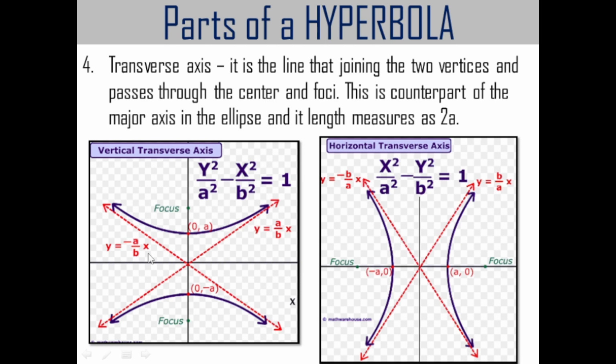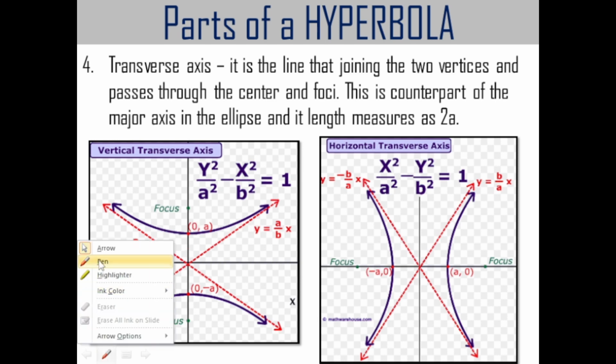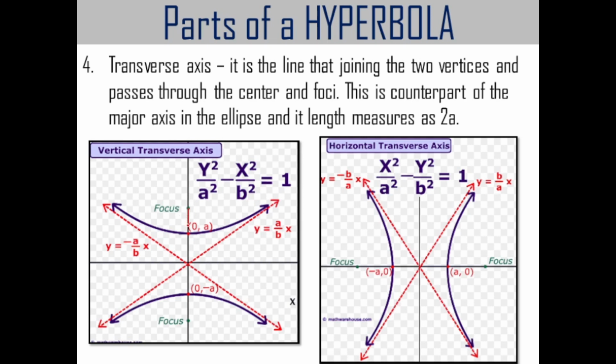Okay, so dito, yung ating transverse axis ay ito. Dito. Ito naman ay vertical yung kanyang transverse axis. Dito naman po horizontal yung kanyang transverse axis. Okay. This is counterpart of the axis in the ellipse, which is yung length niya ay 2 times A. Okay? 2 times A. Ngayon, dito na natin malalaman din kung anong equation yung gagamitin.